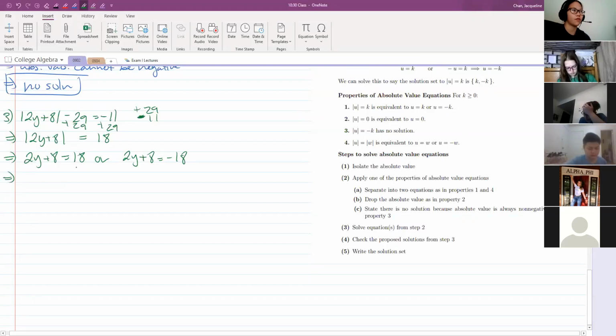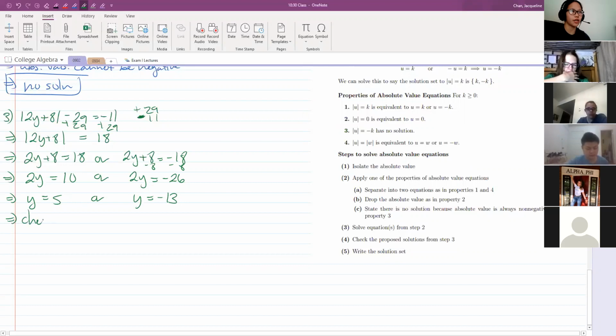Okay, when I solve for y, I'm going to focus on the first equation first. So I have 2y is equal to 10. I have y is equal to 5. Or this one is 2y, subtract 8 from both sides. Since they both have a negative, they're just getting more negative, so we can add them. So this becomes negative 26. Okay, so y is equal to negative 13. Right, again, we're going to check it. And after we check it, we'll see that negative 13 and 5 are our answers.